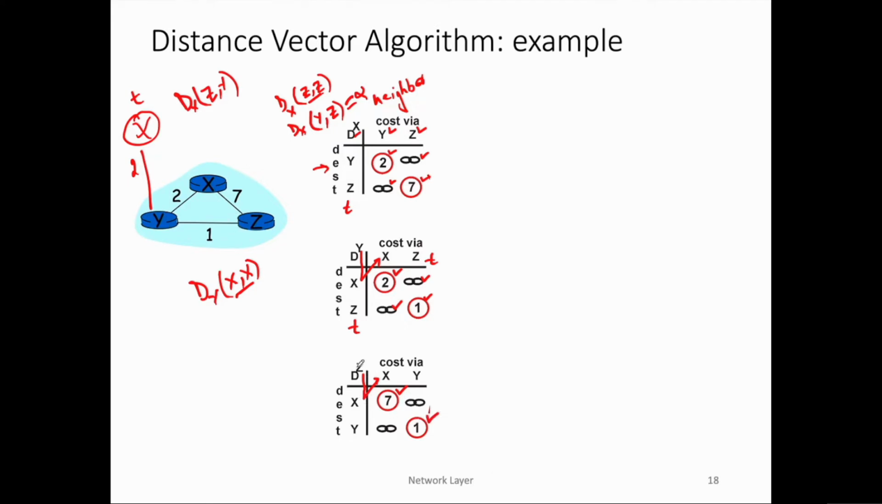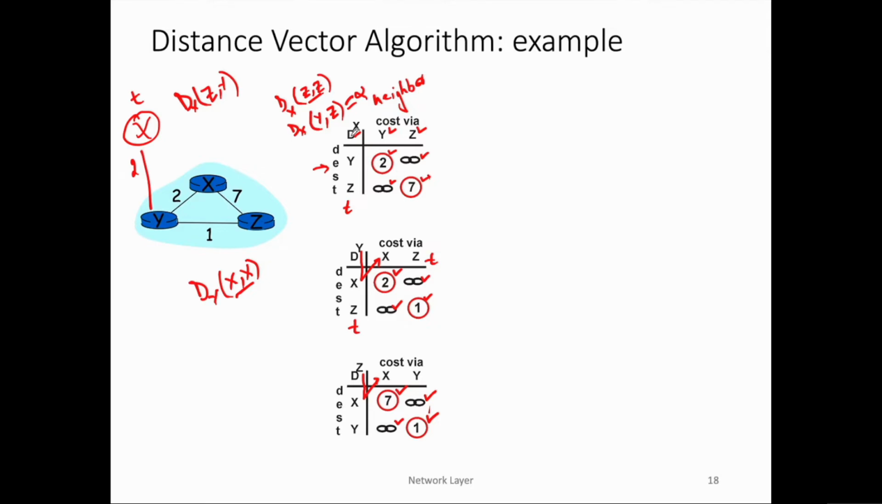And what do you think was the cost to reach from Z to X via Y? Z to X via Y. Y has not communicated any information with Z, so this cost is not known, infinity. And similarly, the cost to reach from Z to Y via X, again X has not communicated this cost with Z, it's infinity.